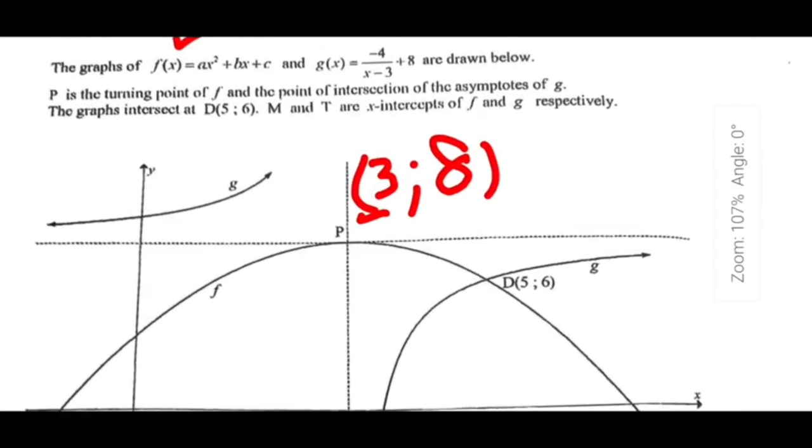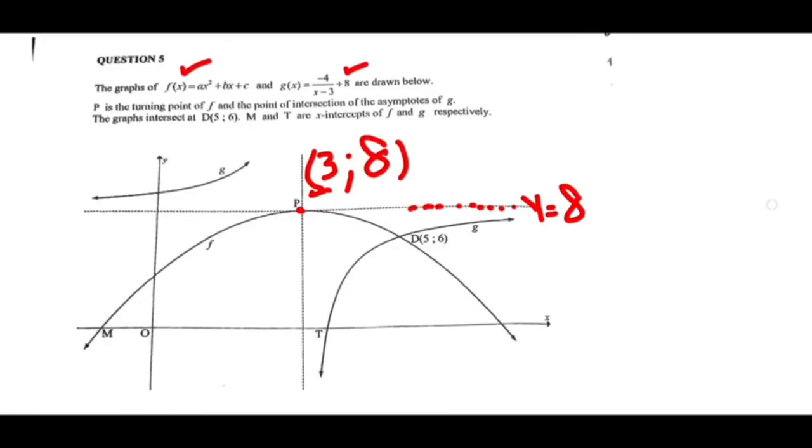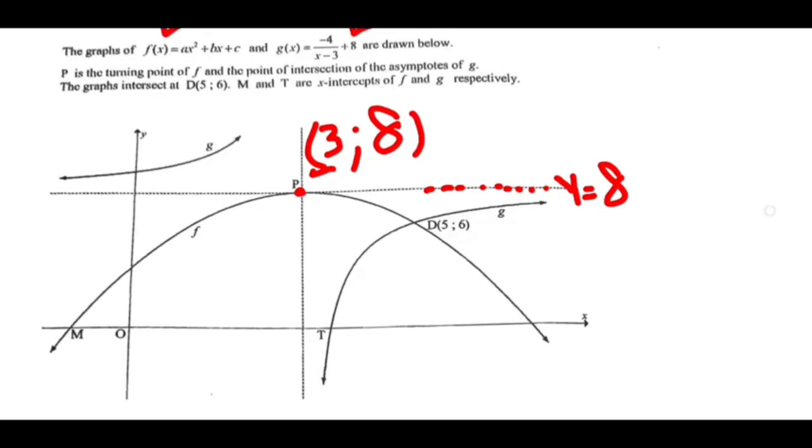one is a vertical asymptote, one is a horizontal asymptote. So this is a vertical asymptote. y is equal to 8. So this whole line is y is equal to 8. So P is the point of intersection. Both asymptotes meet here: x value 3, y value 8. Which means the y value is 8 here. So the y-coordinate of the horizontal asymptote of g is y is equal to 8.